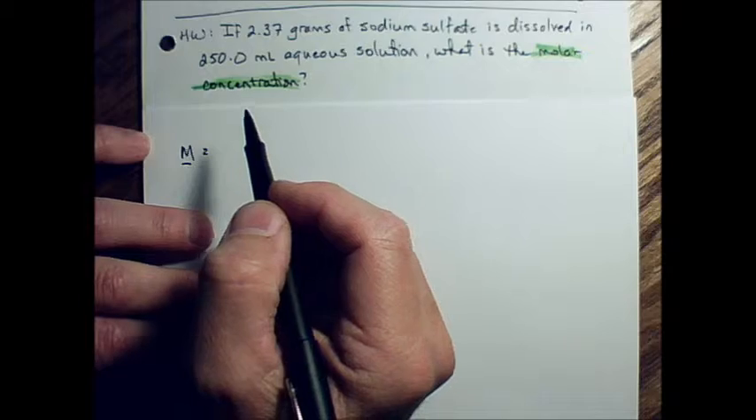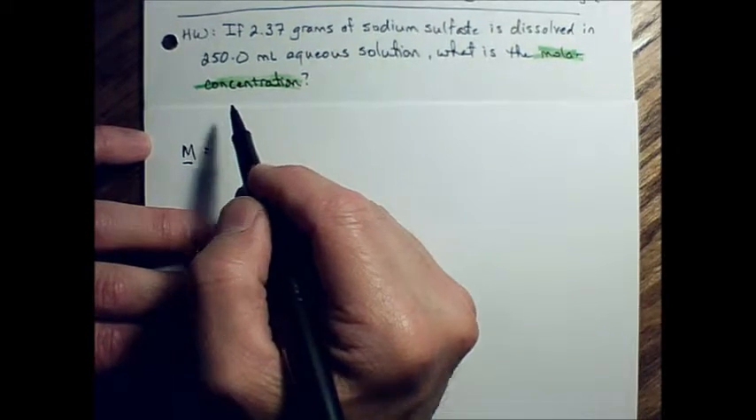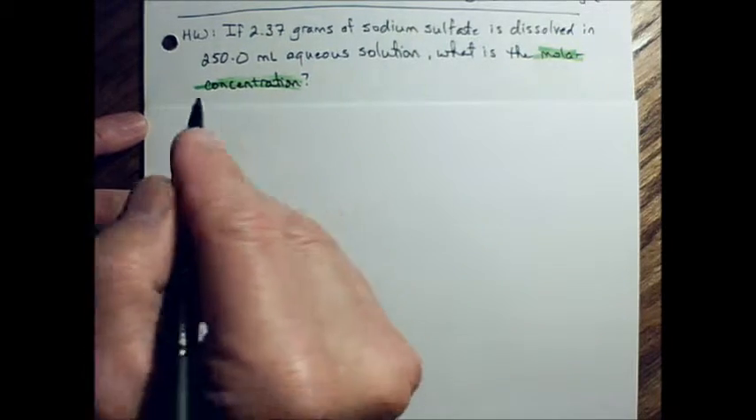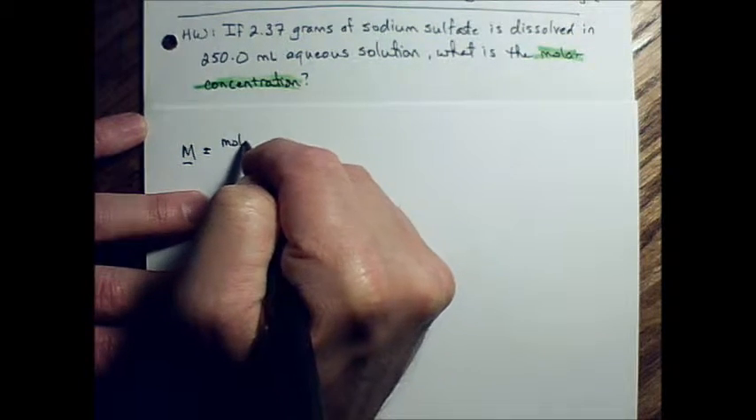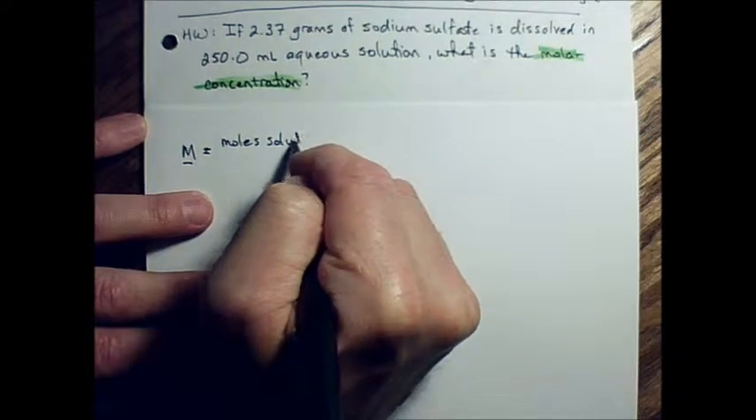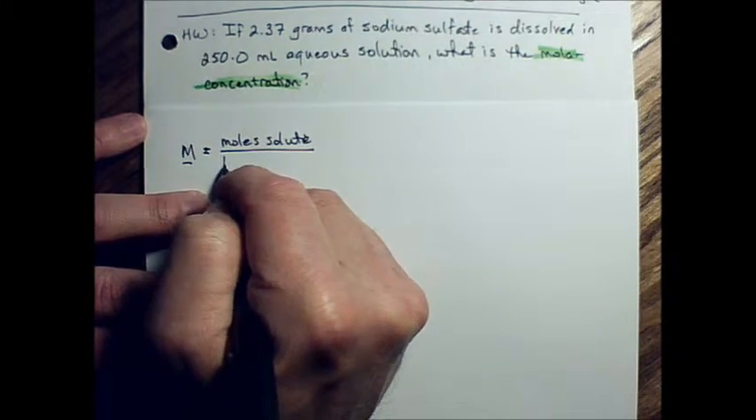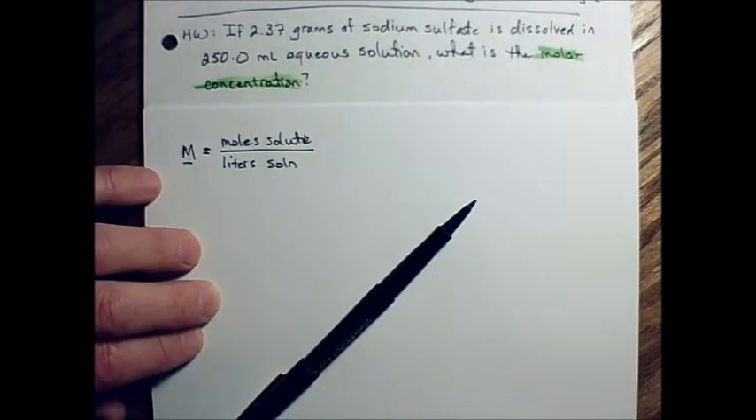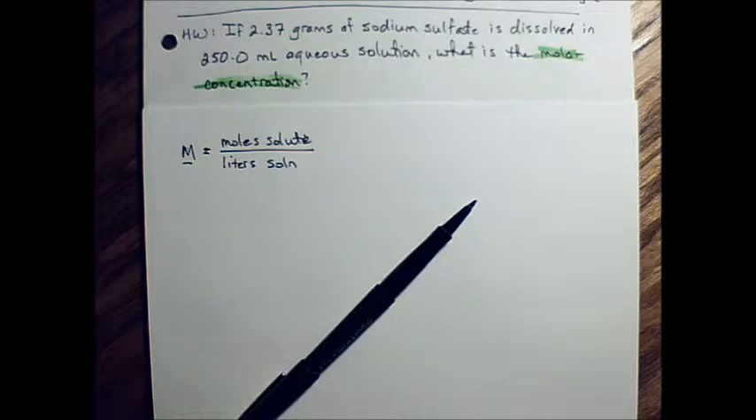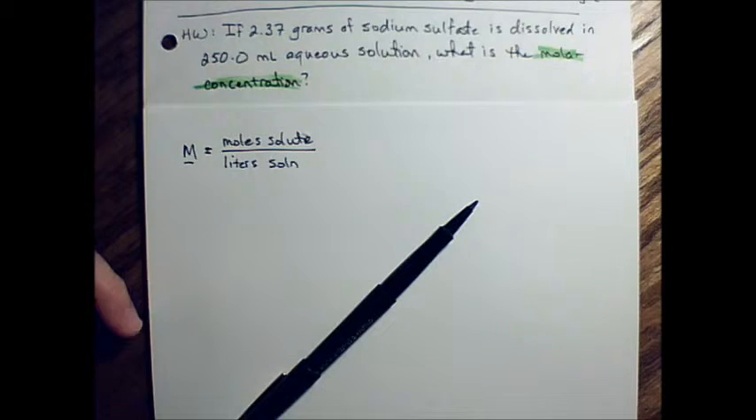So here's the homework problem. Please listen. We're looking for molar concentration. Since we're looking for molar concentration, when we get an answer, it needs to be in moles of solute. That's an E, not an I. Moles of solute over liters of solution. Okay? That's the symbol we use for molarity or molar concentration, a capital M with a line under it.